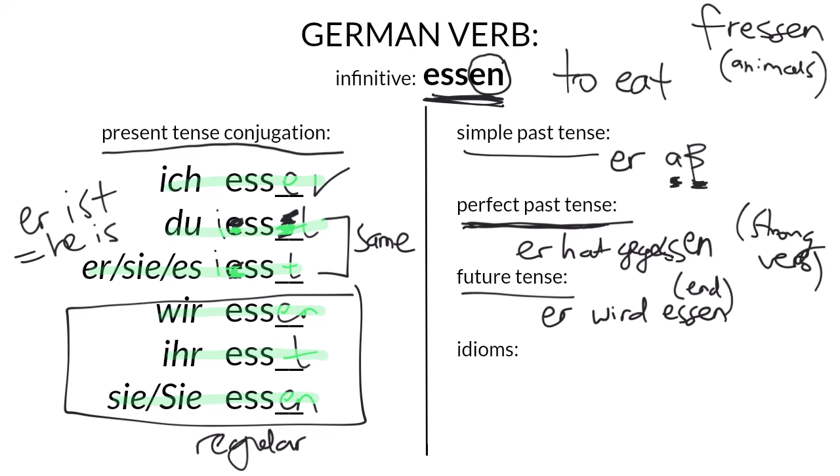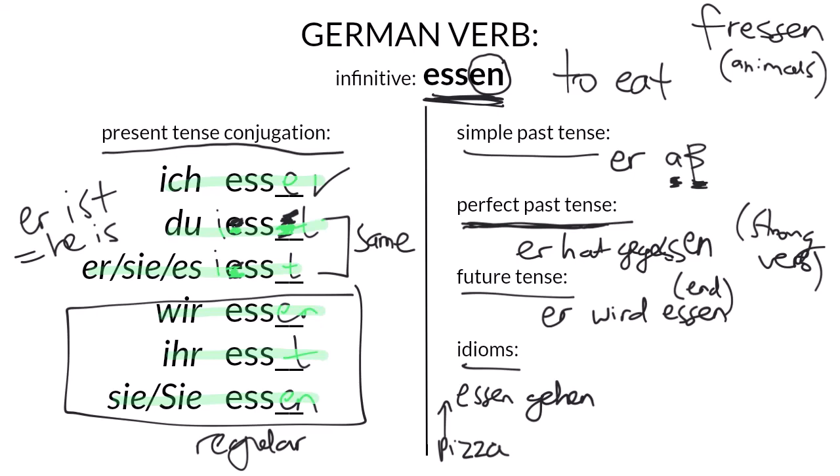Let's look at a couple of idioms before we move on to examples. So essen is often used with gehen to refer to going out to eat something. Essen gehen, to go out to eat. And you could just put in this gap, for example, pizza. Wir gehen heute Pizza essen. We're going to eat pizza, going out to eat pizza today.